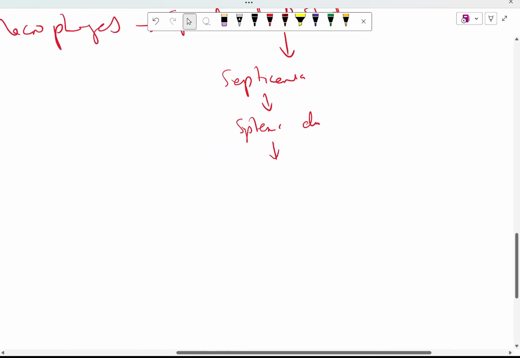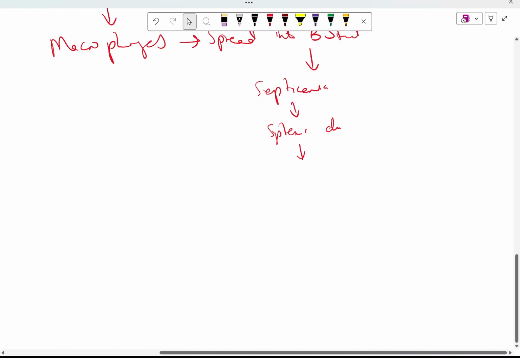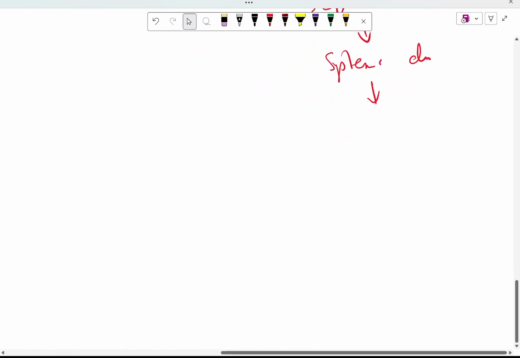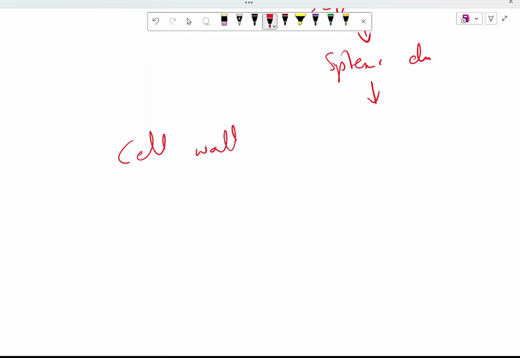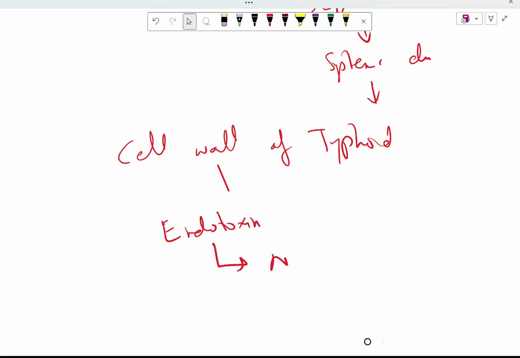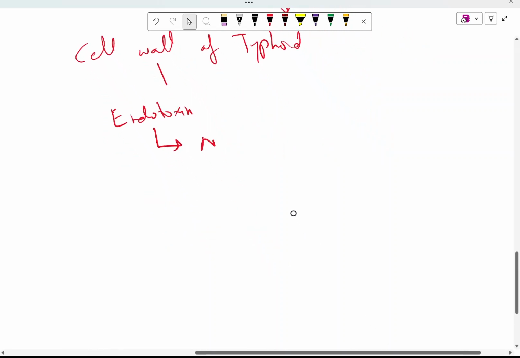So what is the virulence factor? What is the main virulence factor of these pathogens, the characteristic feature which causes such features? The cell wall of typhoid pathogens contains endotoxin. This endotoxin is responsible for neurological symptoms like delirium and coma.